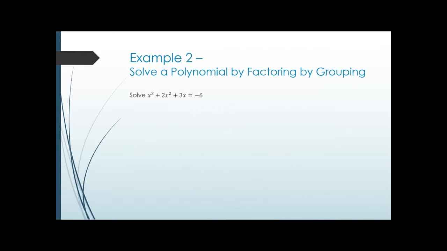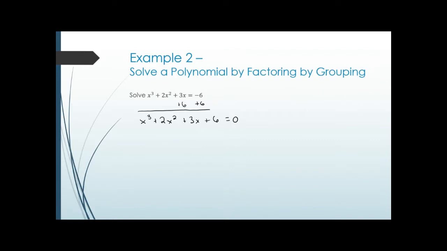Now, example 2. So this is when we're going to be factoring by grouping. So first, in order to solve any polynomial, you have to have the polynomial equal to 0. So I have to add that 6 to both sides so that I can have it equal to 0 on one side. So we get x cubed plus 2x squared plus 3x plus 6 equals 0. So we have 4 terms here, and there's no greatest common factor. I can't factor out an x because there's not an x in that last term, and there's no greatest common factor. So I can't do that method.